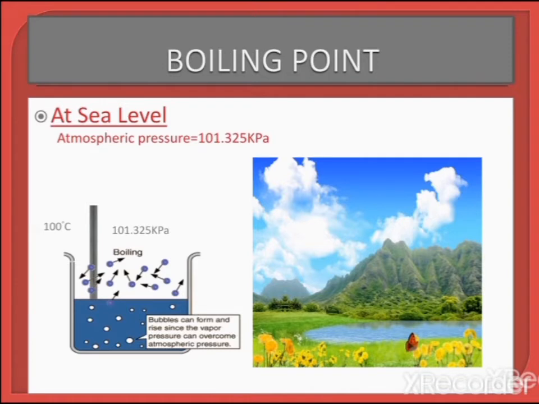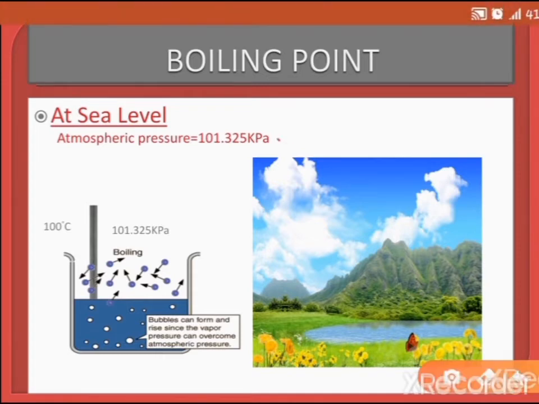Now, boiling point is different at different levels. At sea level, atmospheric pressure is 101.325 kilopascal, which is equal to 1 atmosphere. So at this atmospheric pressure, water will boil at 100 degree centigrade.